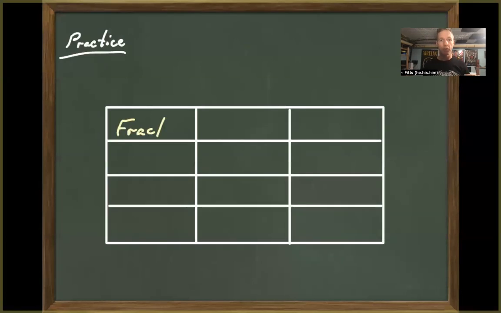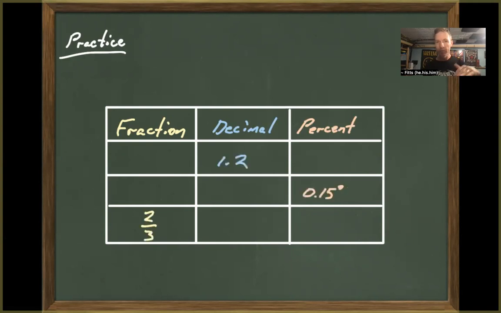Okay, now we're going to do a little practice. First off, you're going to have this at the bottom of your video notes, and there are 3 numbers filled in. What I'd like you to do is pause the video and take this 1.2, the decimal, write it as a fraction and write it as a percent. And your fractions, you want to simplify, okay? And then this 0.15%, you want to write it as a decimal, write it as a fraction. This fraction, 2/3, write it as a decimal, write it as a percent. So pause the video, give that a shot.